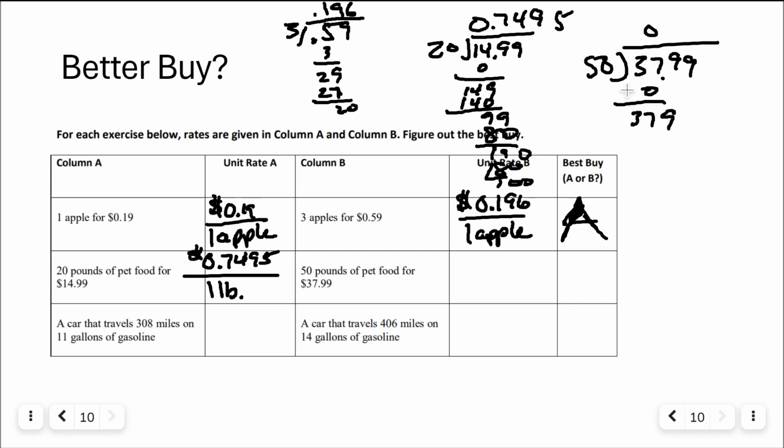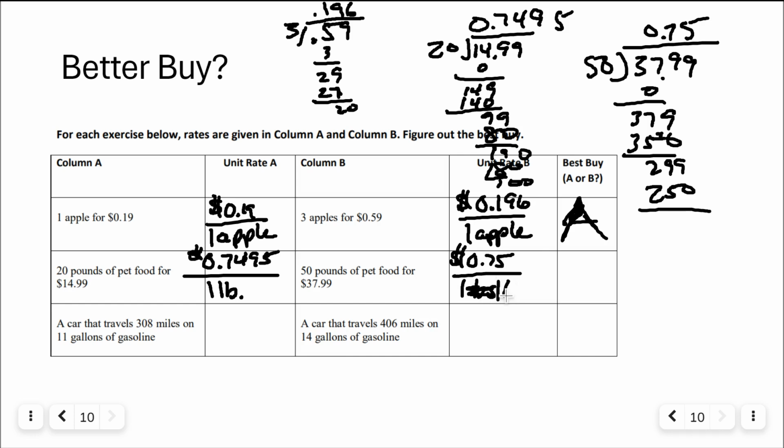So bring down the 9. 50 goes into 379 7 times. 50 goes into 299 about 5 times. All right, at this point, I'm going to stop because this is $0.75 per pound. Somewhere in there. So which is better? A is better. It's cheaper.